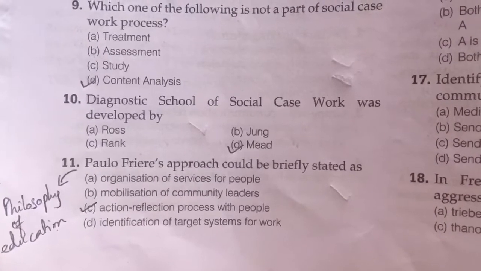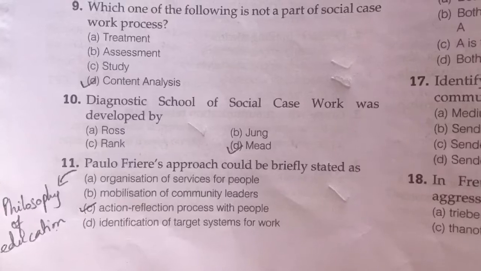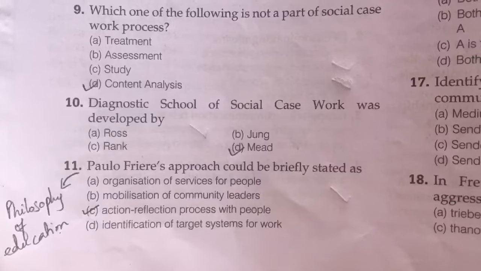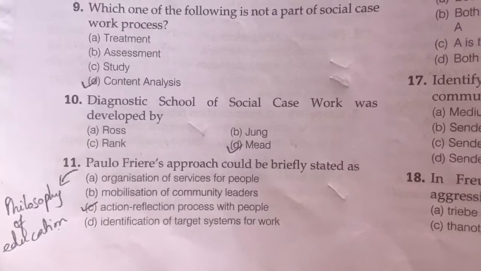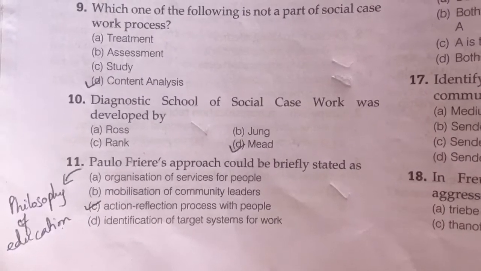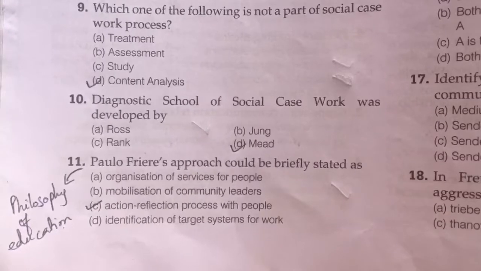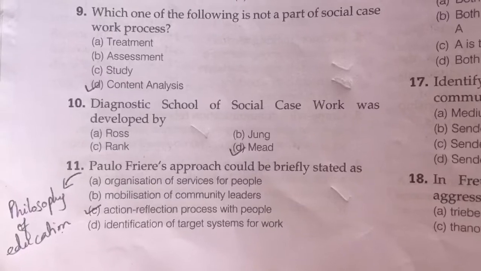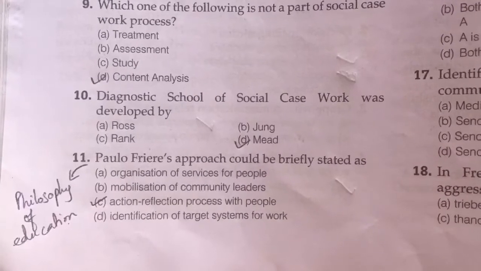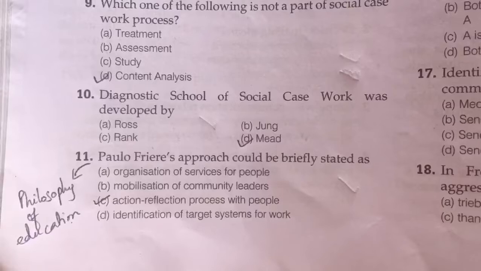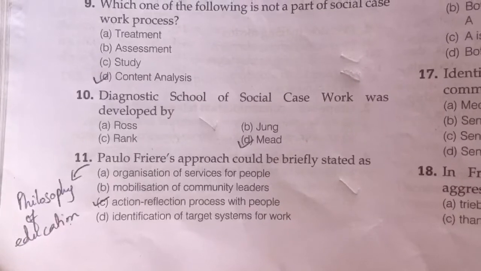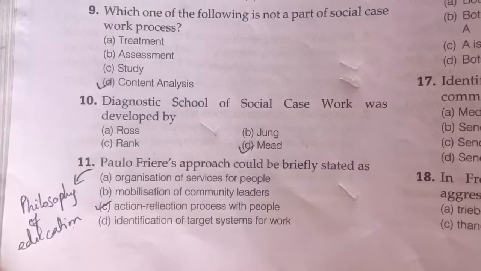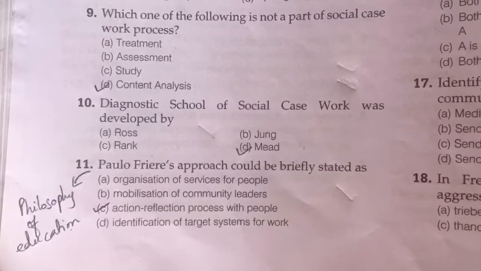Mead. The next question is, Paulo Freire's approach could be briefly stated as A, organization of services for people, B, mobilization of community leaders, C, action reflection process with people, or D, identification of target systems for work. So the correct option is actually C, action reflection process with people.